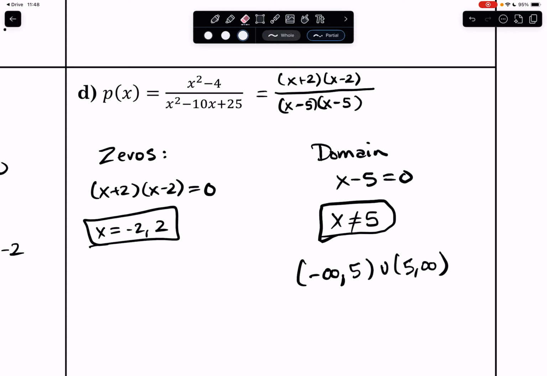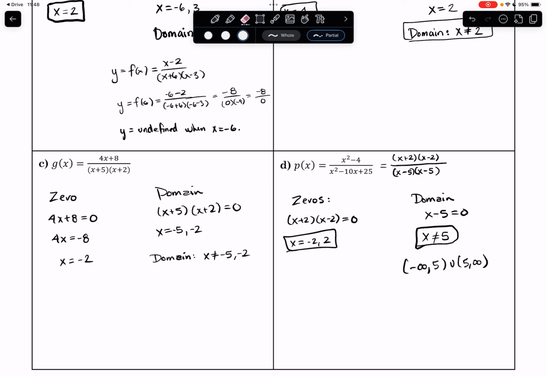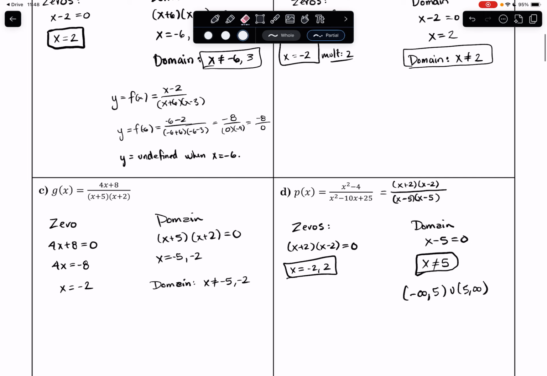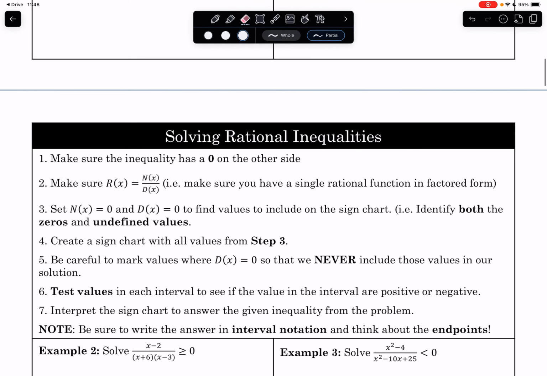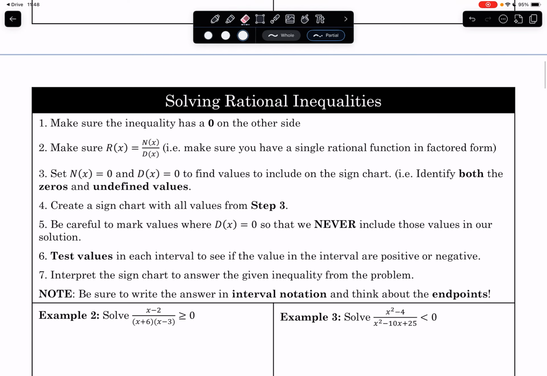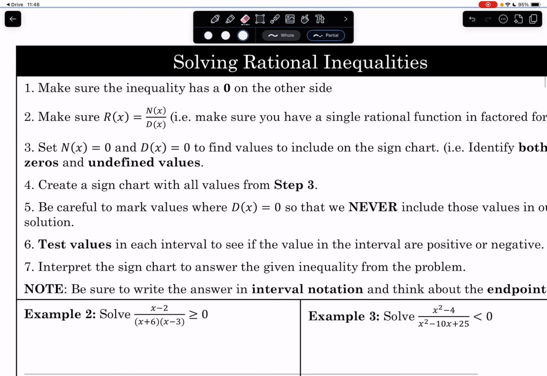Let's look at the back now. And now let's use this technique of how we find the zeros and the restrictions in the domain, those numbers that we can't have the denominator equal, in order to solve inequalities. To solve a rational inequality, we're first going to start by making sure that the inequality has a zero on the other side, specifically on the right side.